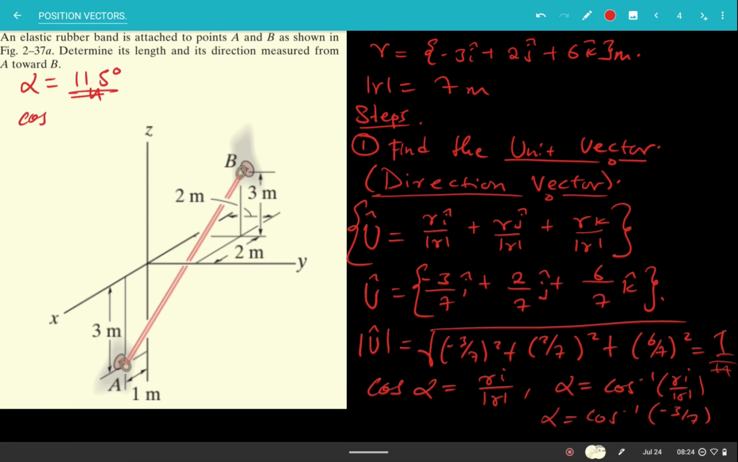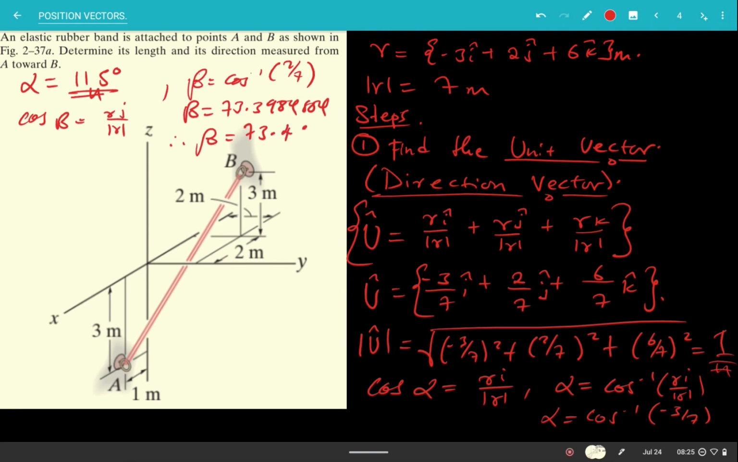Then we'll do the same thing for beta. Cos beta is equal to R in the J over the absolute form of R, so beta is equal to cos inverse of 2 over 7. This gives us 73.3984504. I prefer rounding these off, so let's round off to 1 decimal place: 73.4 degrees in our case. Going to 2 decimal places would be rounding off further.